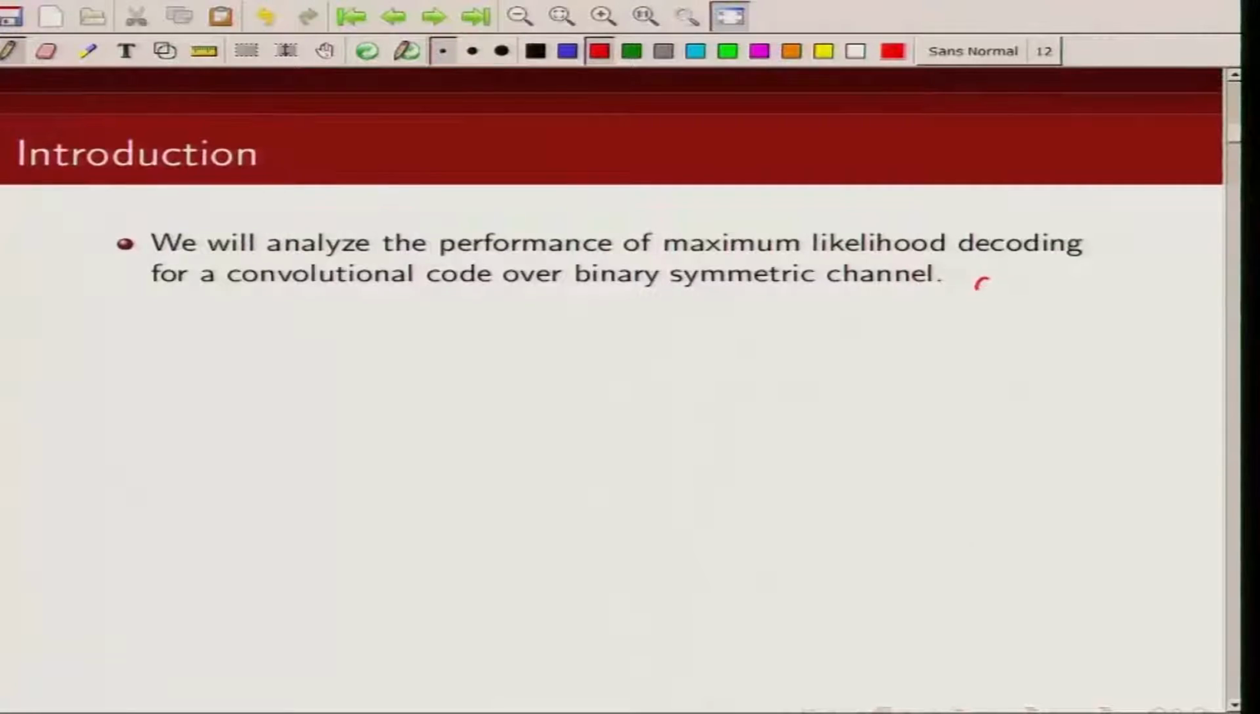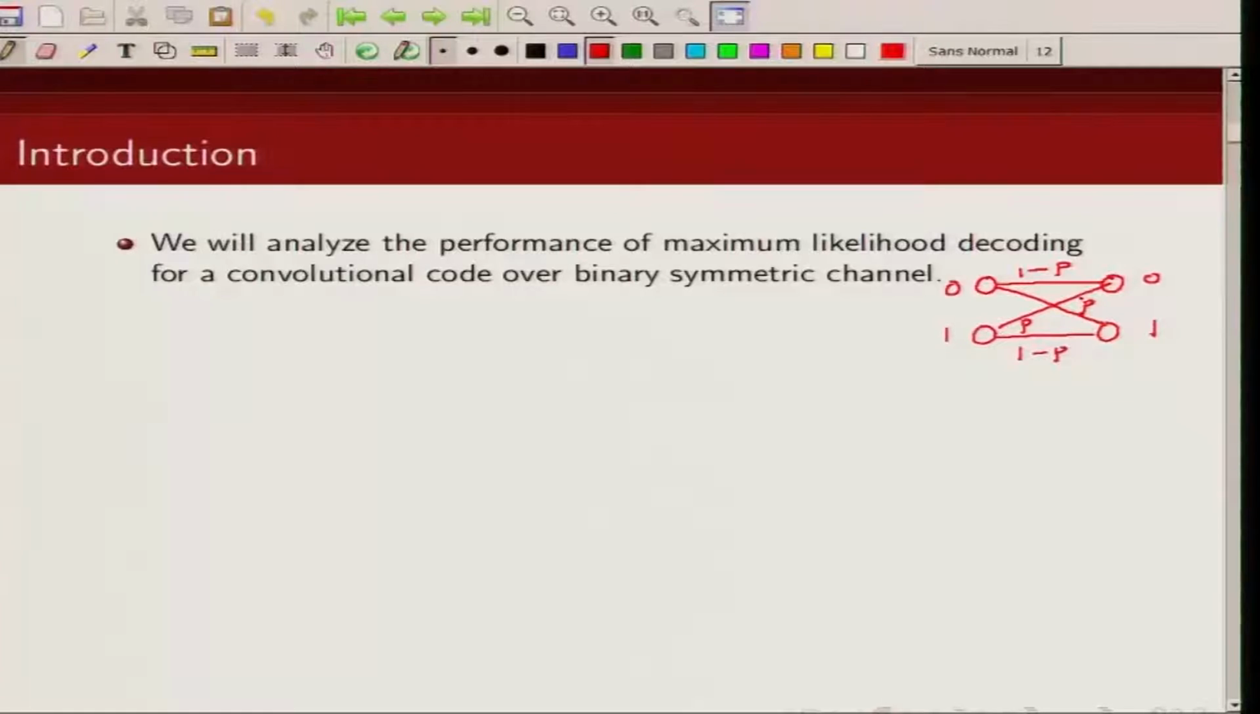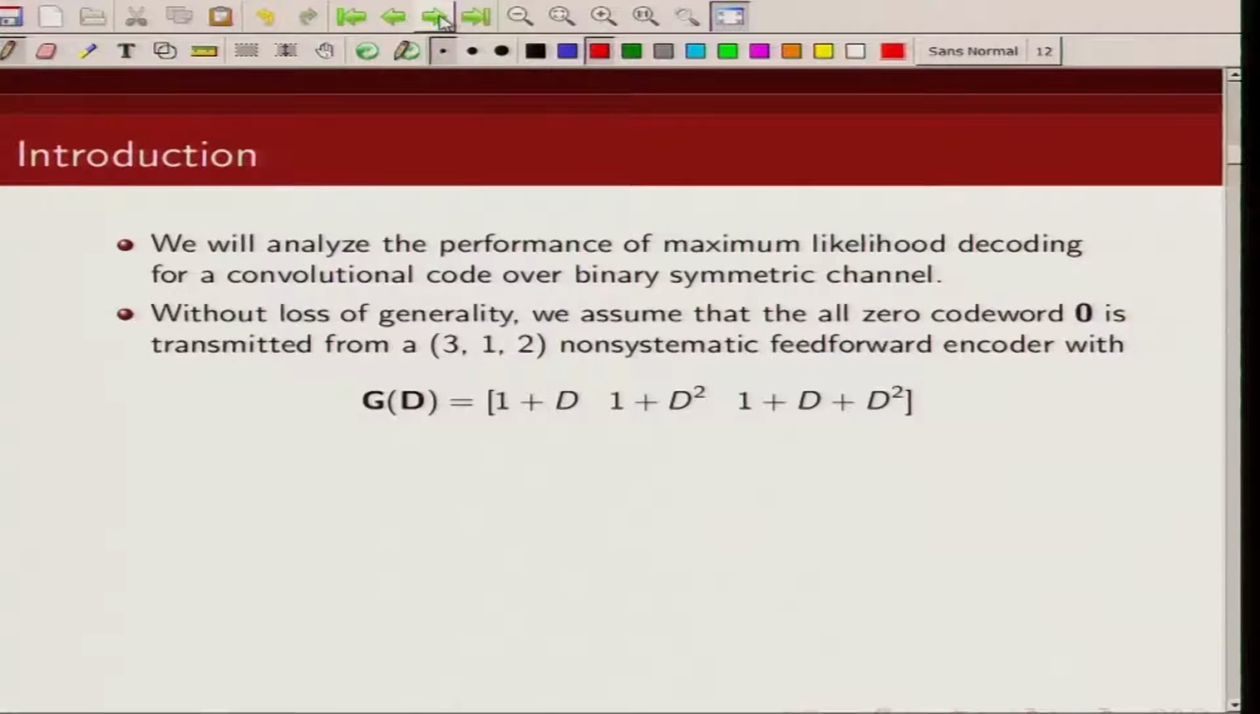Now, if you recall what a binary symmetric channel is, there are two inputs, 0 and 1, and with some probability 1 minus p, we receive the bits correctly, and with a crossover probability of p, the bits get flipped. That is our binary symmetric channel. So, we are going to analyze the probability of error when we are doing Viterbi decoding of convolutional code over a binary symmetric channel.